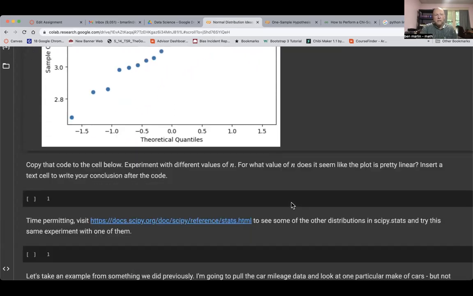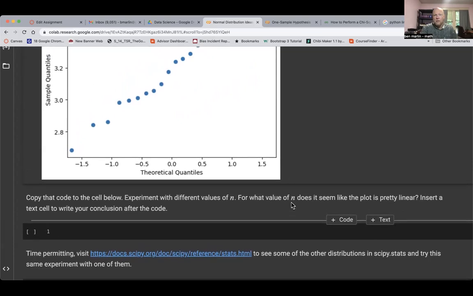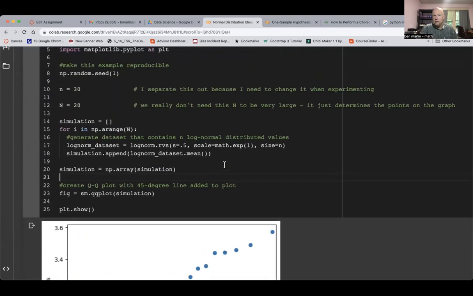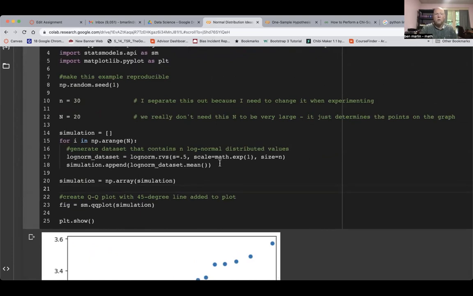So the thing that I want you to do on this is to take that code, copy it down below, and experiment with changing the little n, okay? Experiment with changing the little n and see where it seems like we start to see a simulation come out where it's noticeably not a straight line, right?